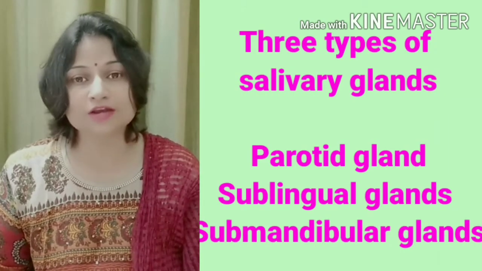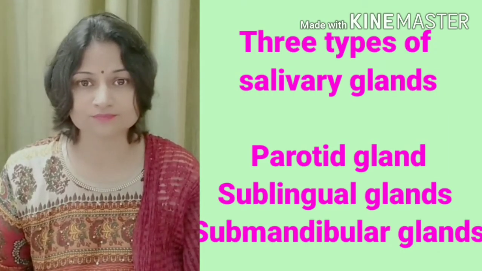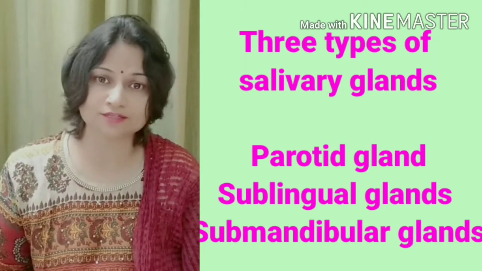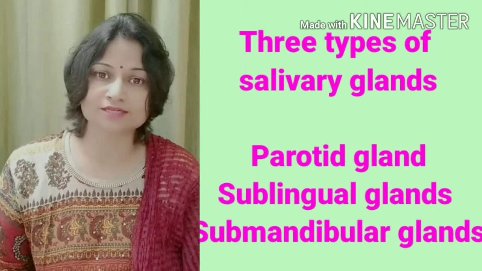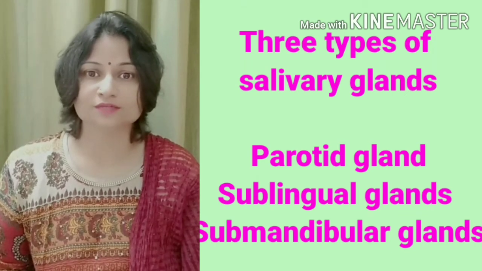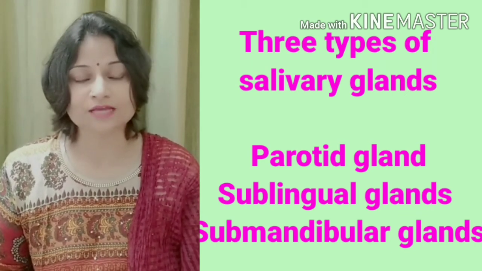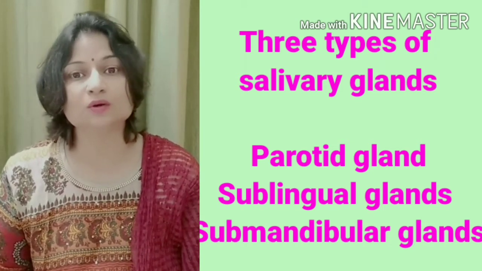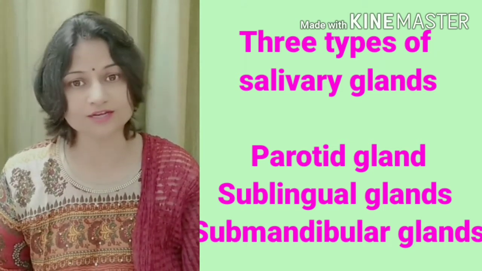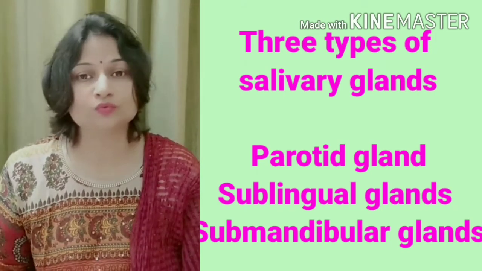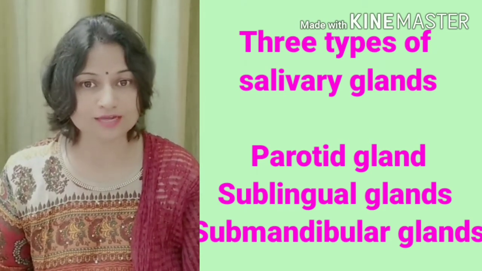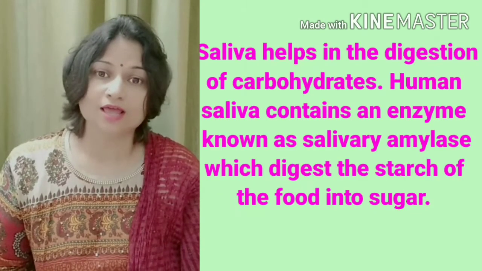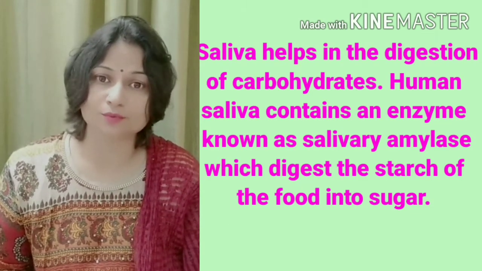Fine. There are 3 types of salivary glands. Parotid, that is below and behind the ear. Second is sublingual, that is under our tongue. And third one is submandibular, that is under our lower jaws. These are the 3 types of salivary glands which give out saliva. Now saliva helps in the digestion of carbohydrates.